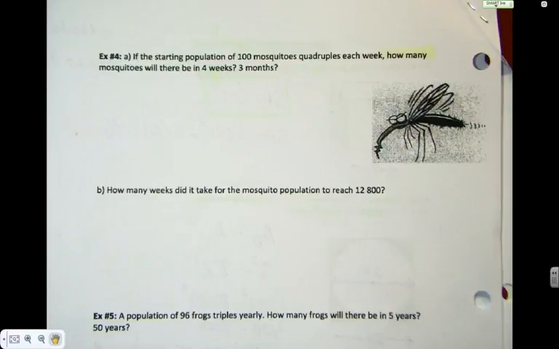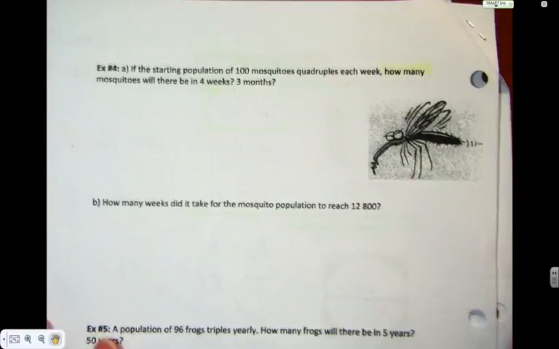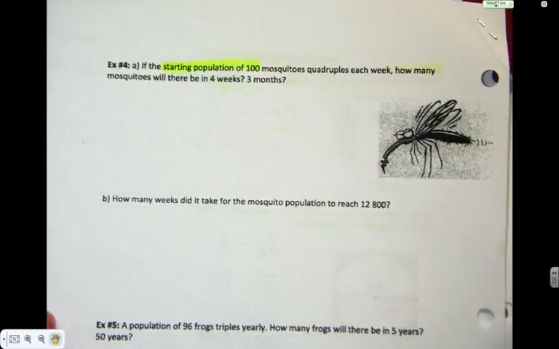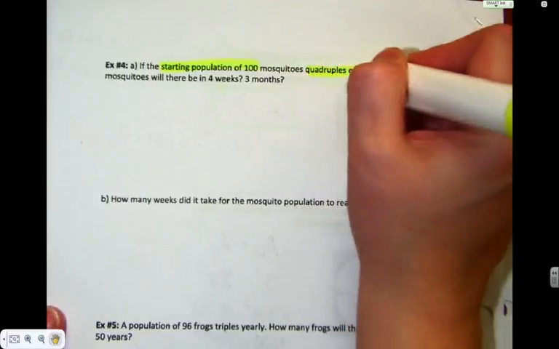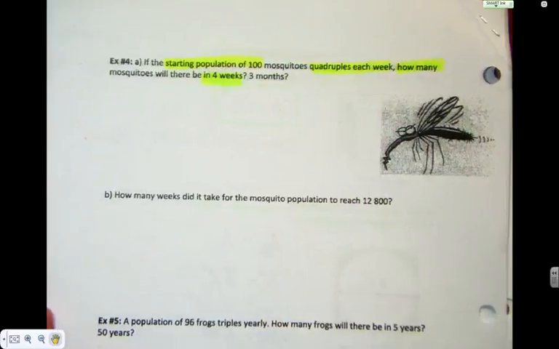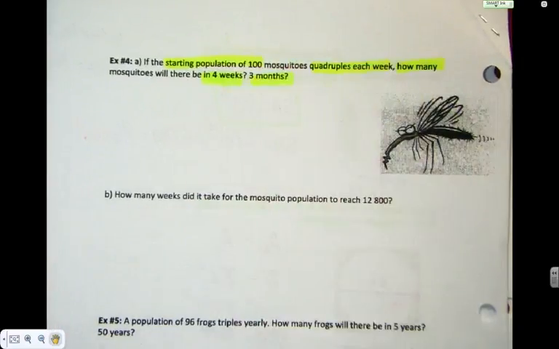Read to read. What's it about? That's all you probably got the first time through, and that's okay. Now let's read to understand. What are the key words? Starting population of 100. Quadruples each week. How many in 4 weeks? 3 months. Do you see the similarity from this question to the last question?